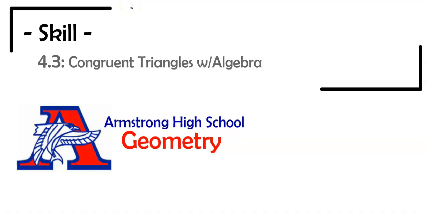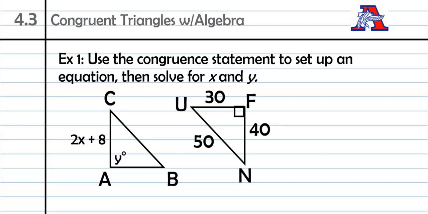This is 4.3. This time we're doing some congruent triangles with some algebra mixed in. So we're going to jump right into an example here because basically it's what we have been doing, just adding a little bit of algebra to the mix. So the example says, use the congruent statement to set up an equation, then solve for x and y. So right now there is no congruent statement, so I'm going to draw that out for us right away.